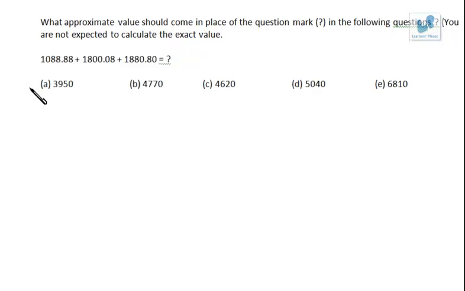Now friends, let's see this question. Here the options are giving a difference of 100, 150 or maybe sometimes 200. So we can approximate it a bit. First of all, let's eliminate the decimals. Now it's 1088, I make it 1100. So I'm giving an increase of 12. Here it is 1800, no increase. And here I take it as 1900. So here also I'm giving an increase of 20. So 20 here and 12 over here.